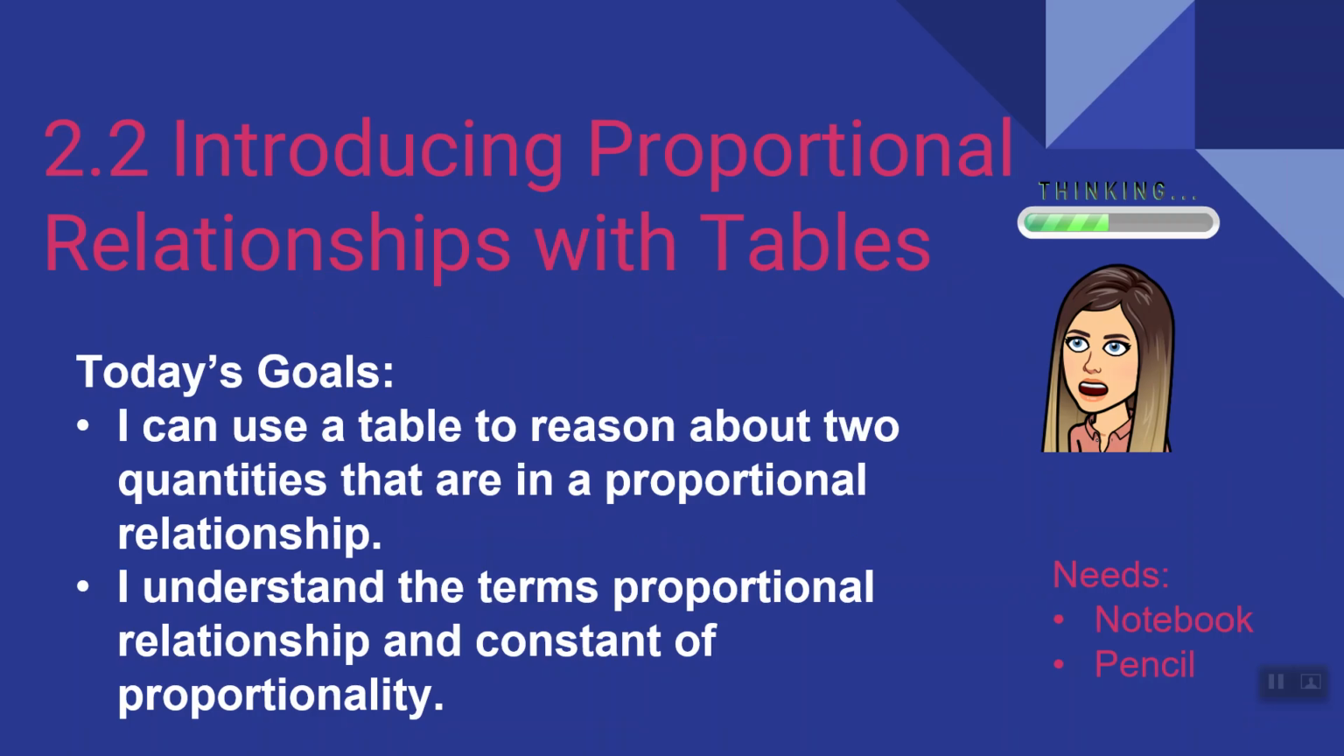Lesson 2 in Unit 2 is titled Introducing Proportional Relationships with Tables. Please make sure you title your notes, and you can check Canvas to see what page you should be on. Your goals today are to be able to use a table to reason about two quantities that are in a proportional relationship, and also to understand the terms proportional relationship and constant of proportionality. Today's lesson will require you to copy several tables in your math notebook.